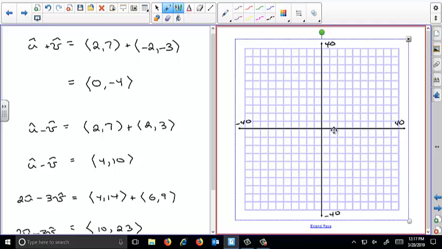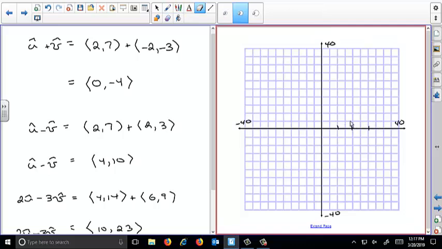So this would be 2, 4, 8, 12, 16. No, it's not right. It's going to be 8, 16, 24, 32, 40. Okay, so that's the increment. So I'm just going to put tick marks here on the other labels, the other axes.